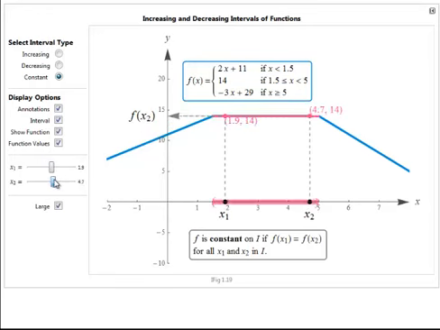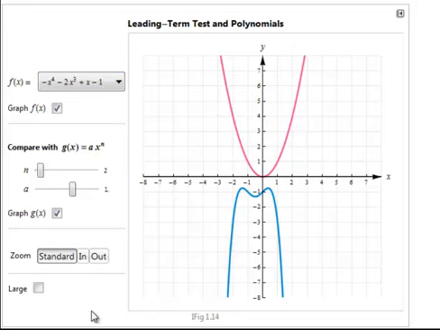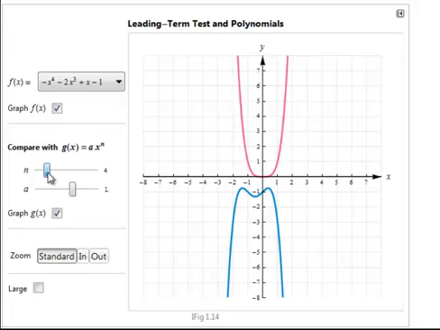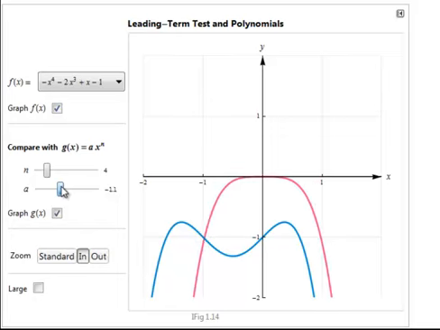This figure contains 5 polynomial functions. We'll be using the leading term test for polynomials. The n slider will set the degree. Here we're set to 4. The a slider will set the coefficient of the leading term. In this case, we're going to set it to -1 to compare with the graph that we've given with the function up above.